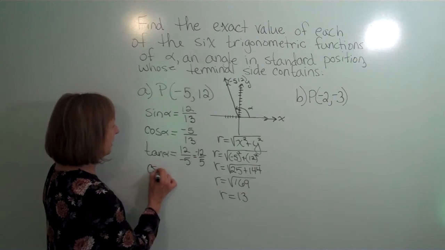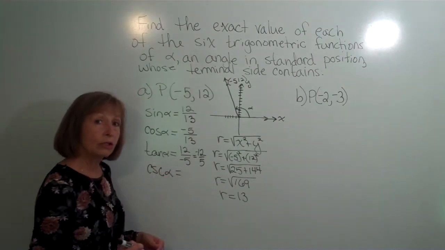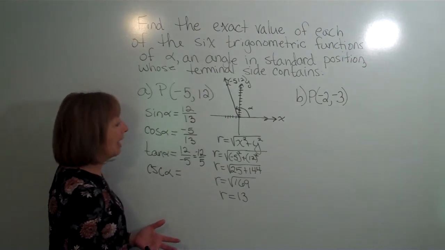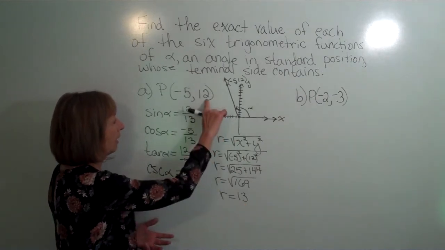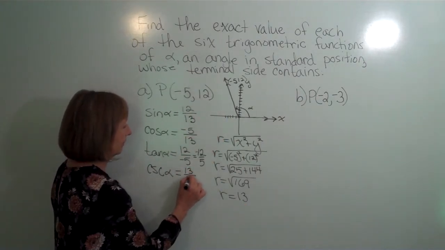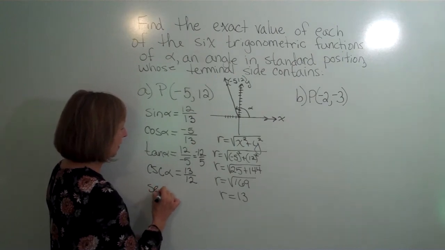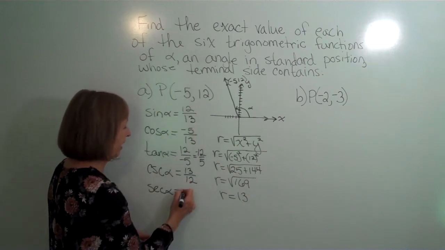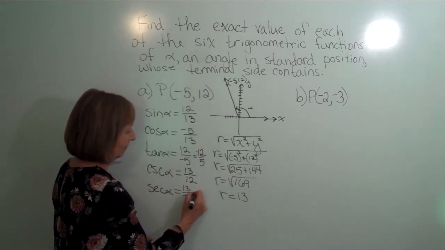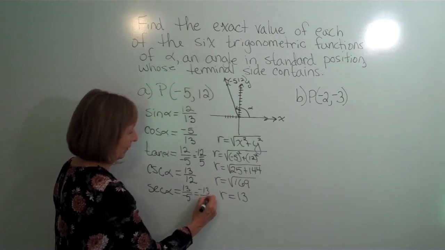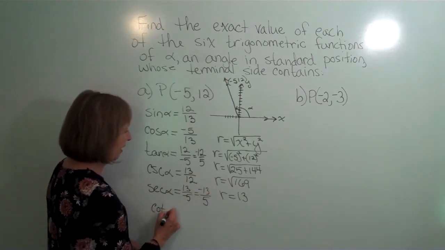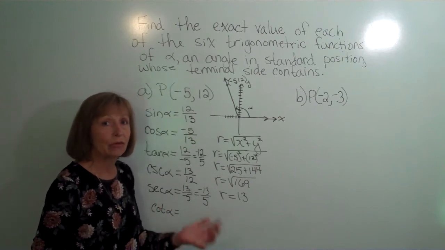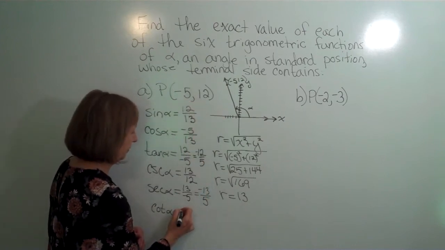Now, cosecant of alpha is r over y. So I have my r of 13 over my y of 12. My secant of alpha is r over x, so 13 over -5. And then our cotangent of alpha is going to give me x over y, so -5/12.